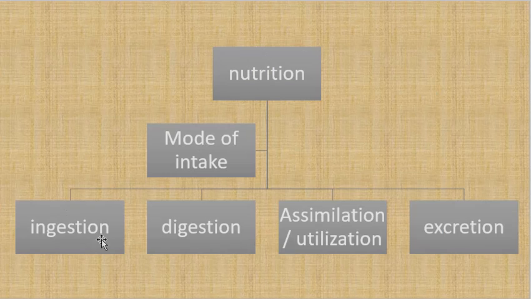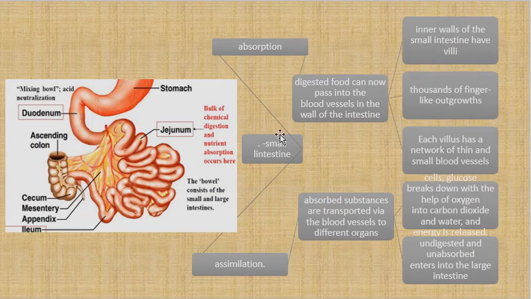So nutrition consists of ingestion, digestion, assimilation, absorption, excretion, all those things. The mode of intake is what? How we have food, whether like a bee, or like a fish, or like a human being, or like a starfish, how do you take the food? Coming back up, the small intestine helps in absorption as well as assimilation.